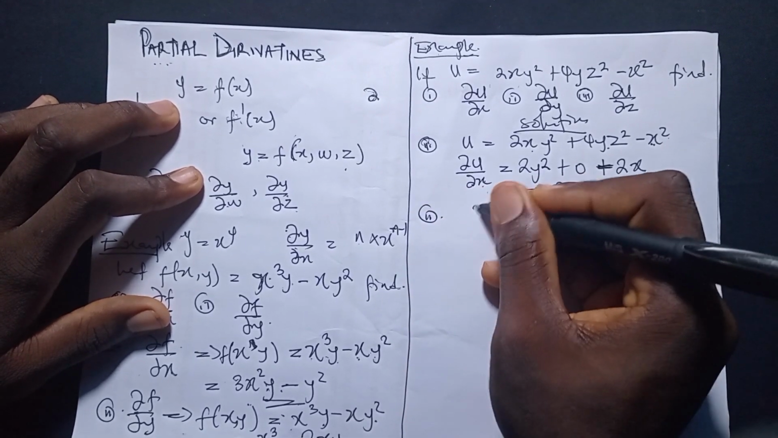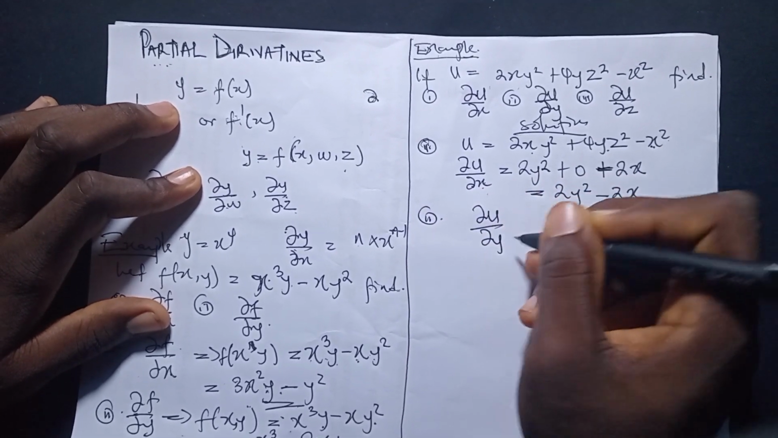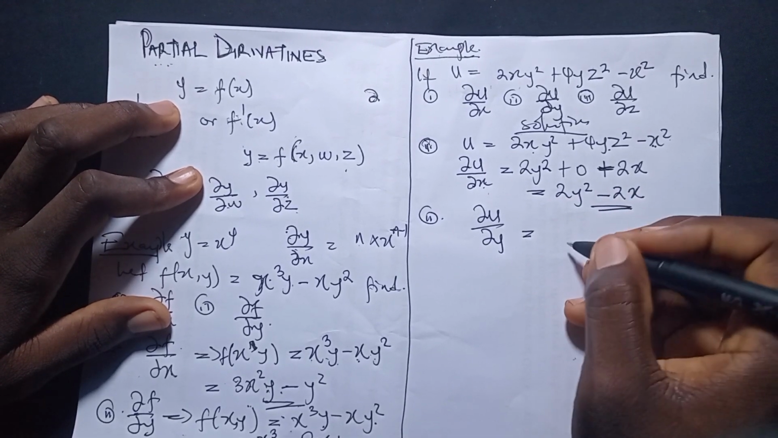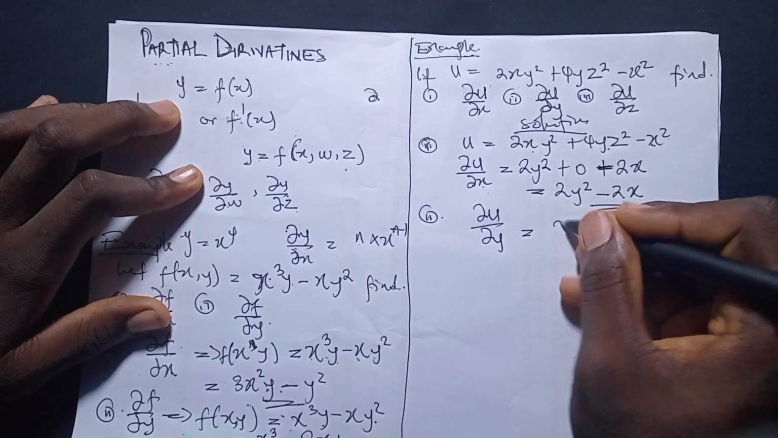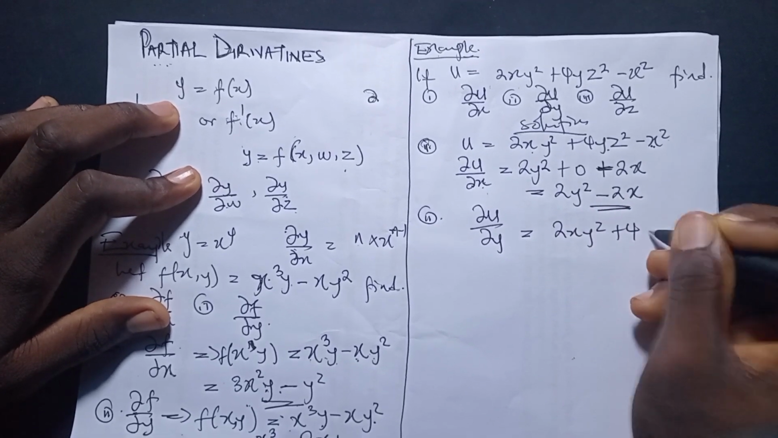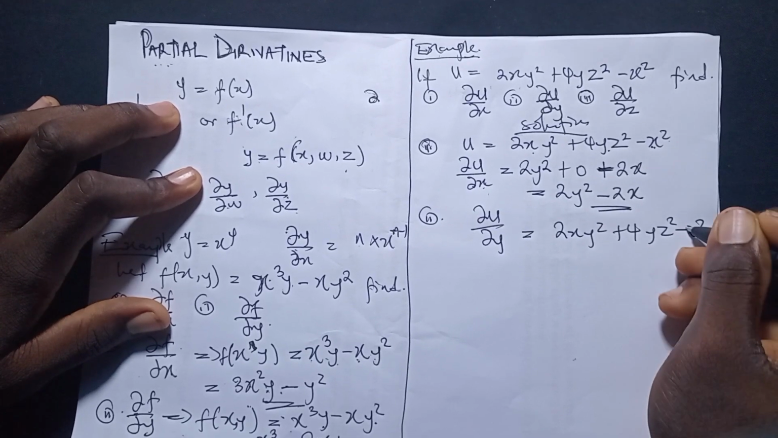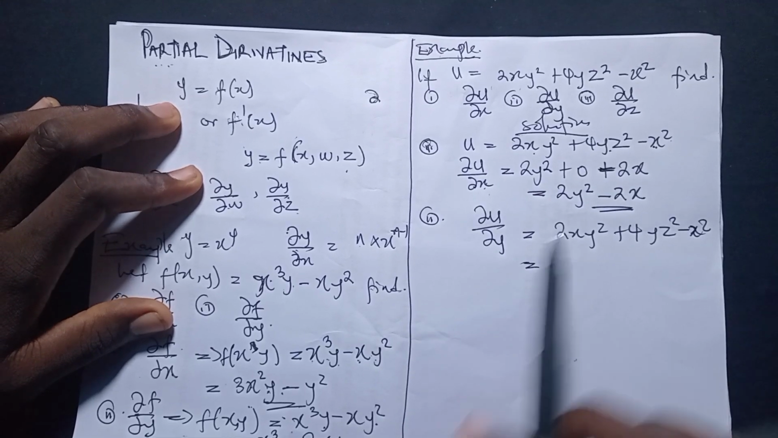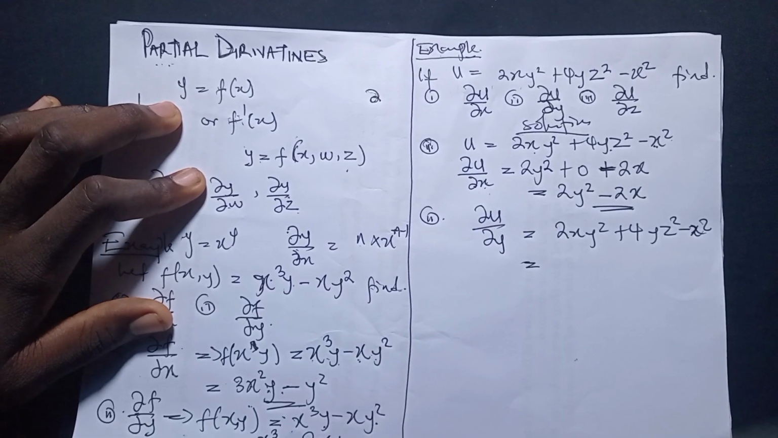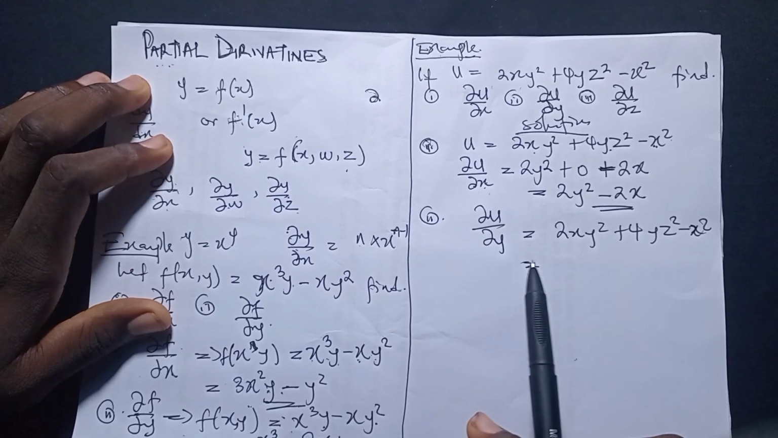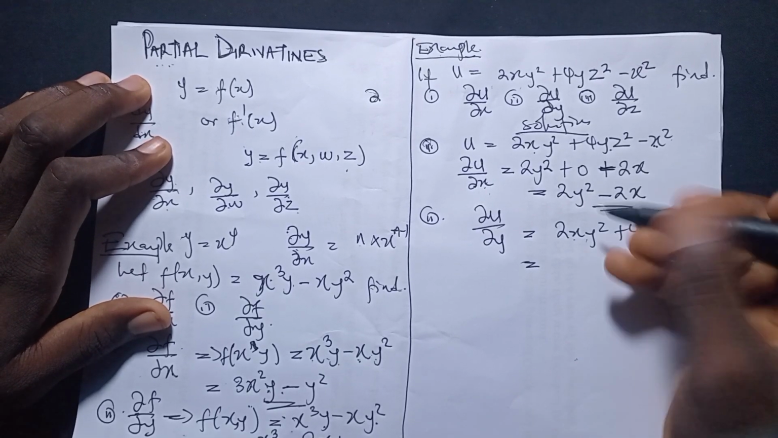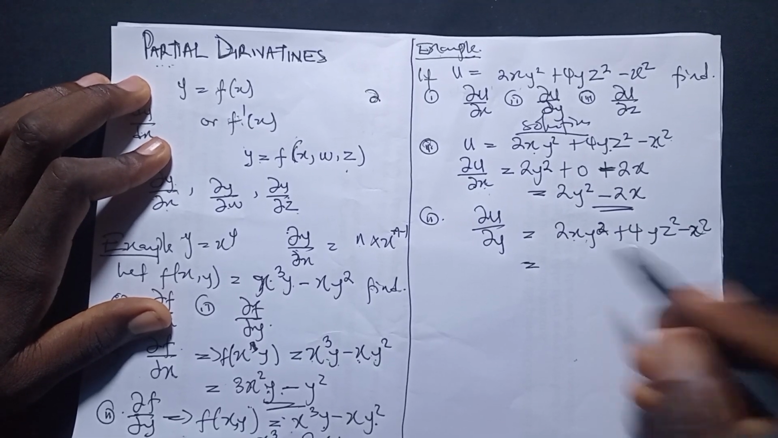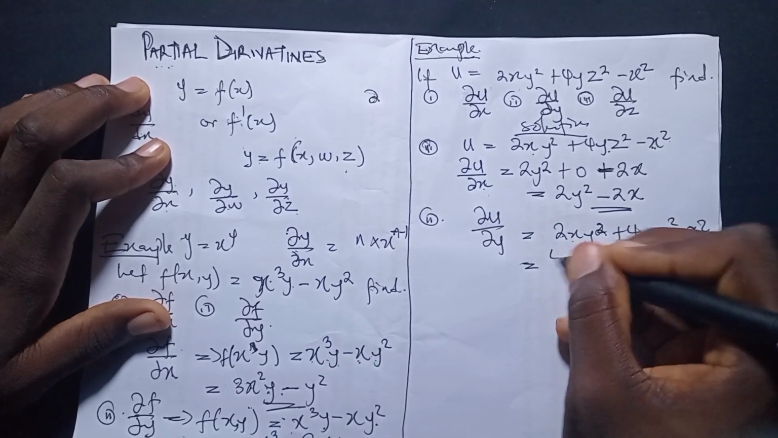The second question, du/dy. This is what you were given, 2xy squared plus 4yz squared minus x squared. So now we are differentiating with respect to y, keeping every other thing constant. Now if you differentiate this, we have y squared here. So if you differentiate y squared, you have 2y. So if you multiply 2y by this, you have 4xy.